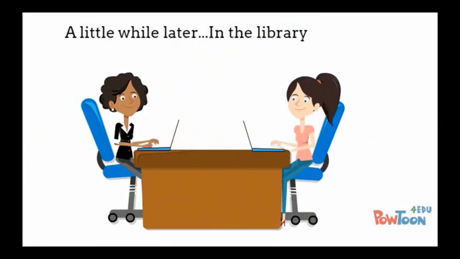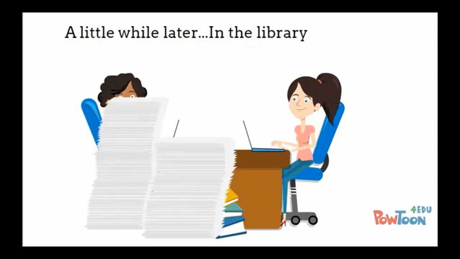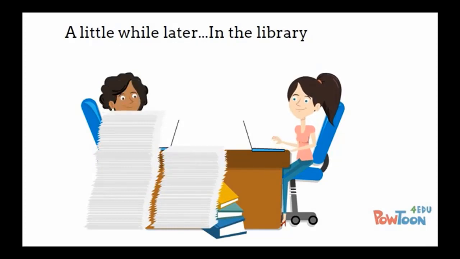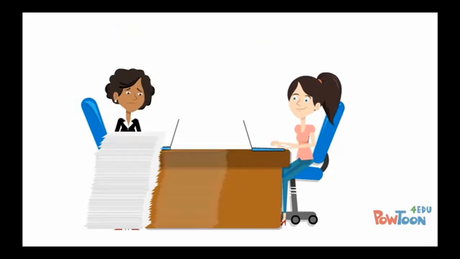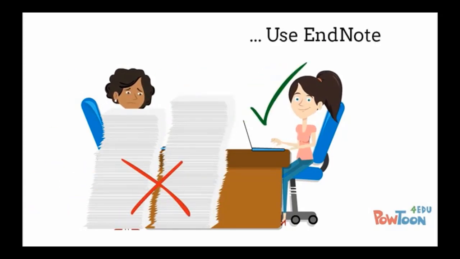Later in the library, while both girls are working on their assignments, Jackie is printing everything. It's hard to stay organized. Meanwhile, Jane is using EndNote and saving all of her sources into one place. Don't be like Jackie. Use EndNote.